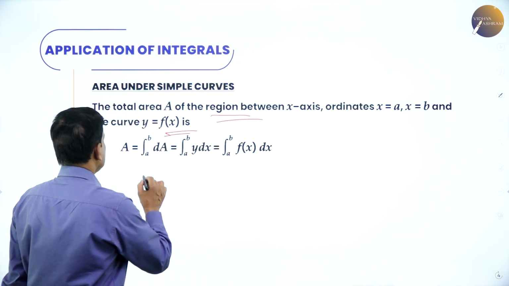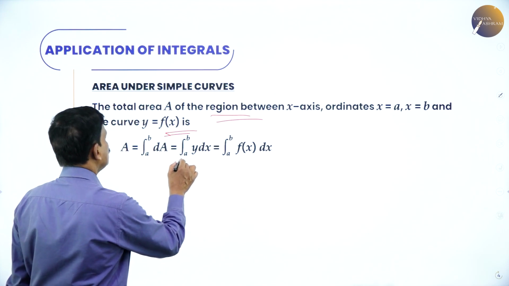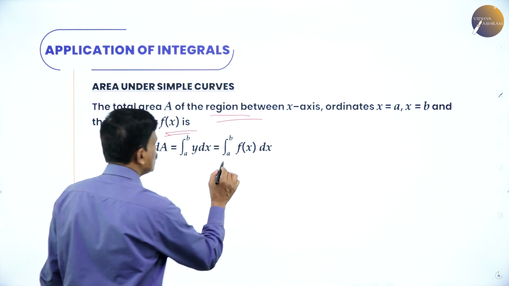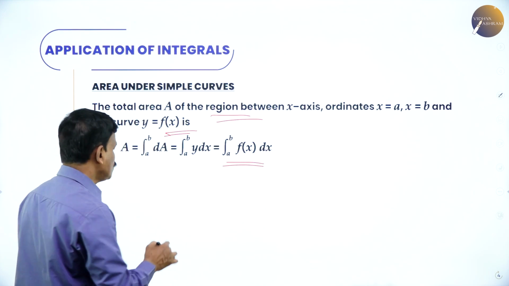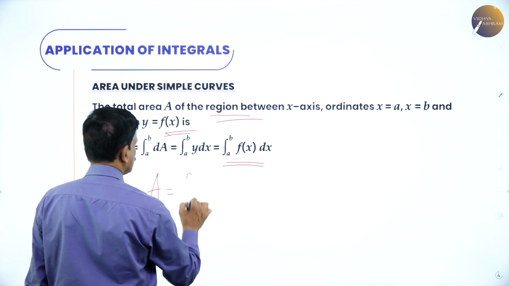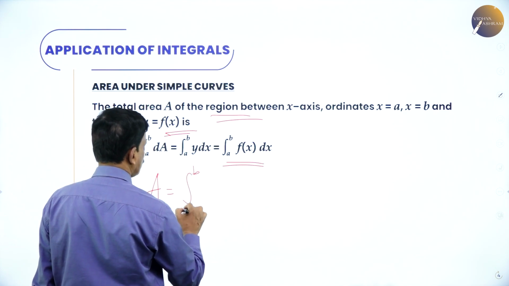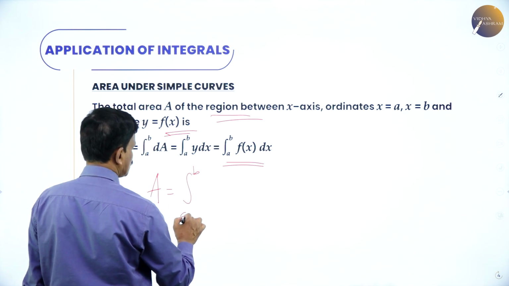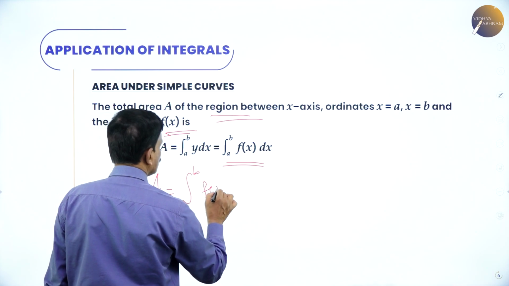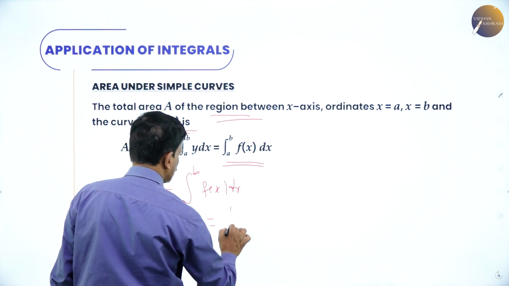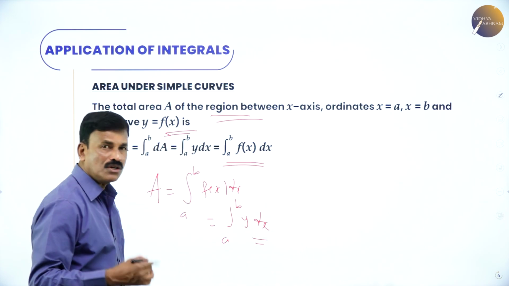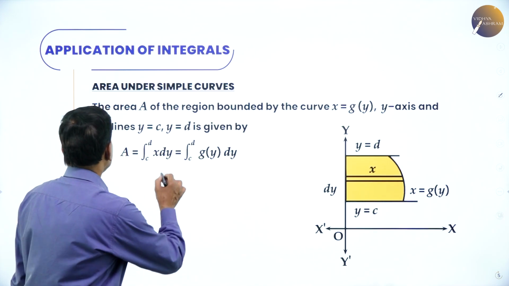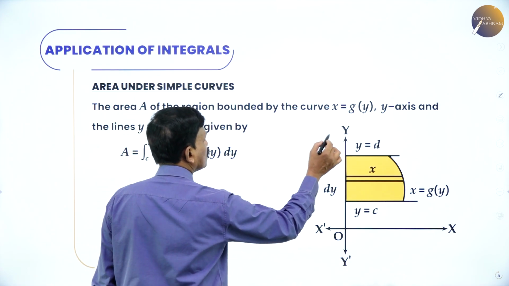by A is equal to integral a to b dA, that is nothing but integral a to b y dx. What is integral a to b y dx? That is nothing but integral a to b f of x dx. So therefore the area enclosed by the curve on the x-axis between the ordinates x is equal to a and x is equal to b is given by integral a to b f of x dx, that is nothing but integral a to b y dx. That's it.